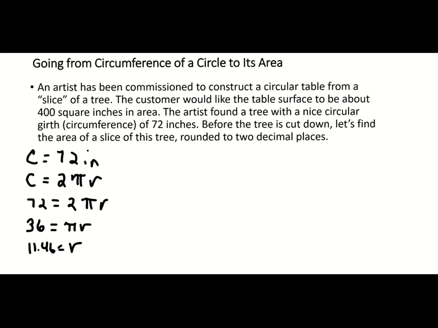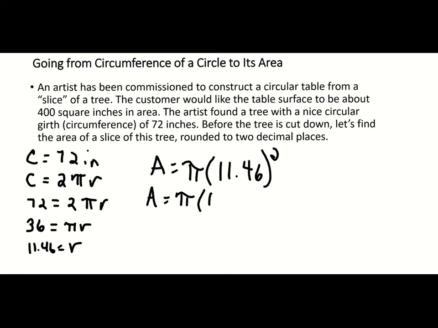So that's my radius. Now that I have my radius, I can find the area of my tree. So I can do area equals pi times my radius squared, and my radius is 11 and 46 hundredths. So if I take 11.46 and square it, I end up with 131.3316, and we'll multiply that times 3.14. So my area is going to be 412 point, they wanted 2 decimal places, 38 hundredths, and that would be not feet, but inches squared.